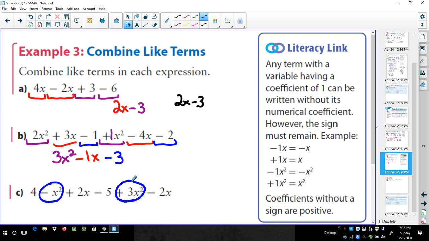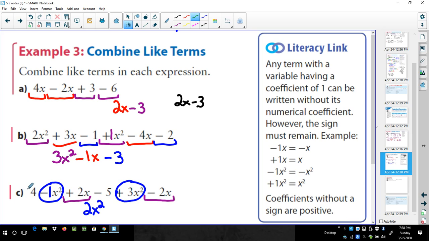These are like terms, they will go together. I'll write a 1 here in front, so I know I'm starting at negative 1, and I'm going to add 3. So negative 1x squared, add 3x squared, and I am at 2x squared. Okay, next, look for the x's. Plus 2x, minus 2x. Plus 2x and minus 2x are called opposites. When we have opposites and we combine them, we end up with 0. So I don't need to write anything down.